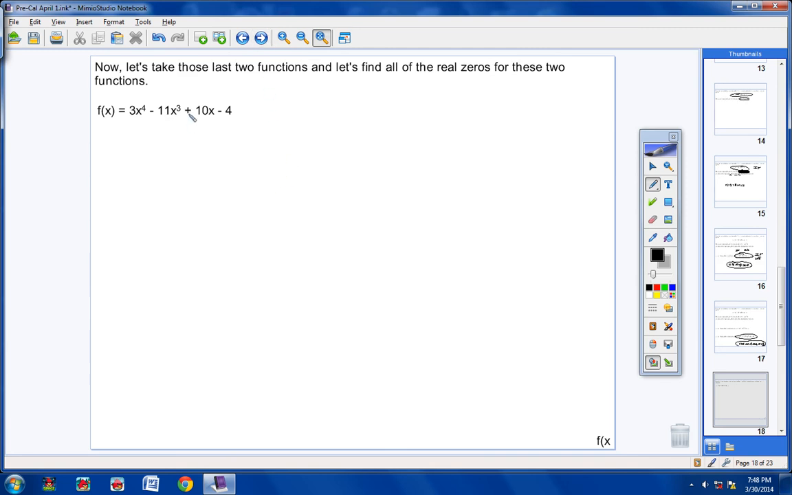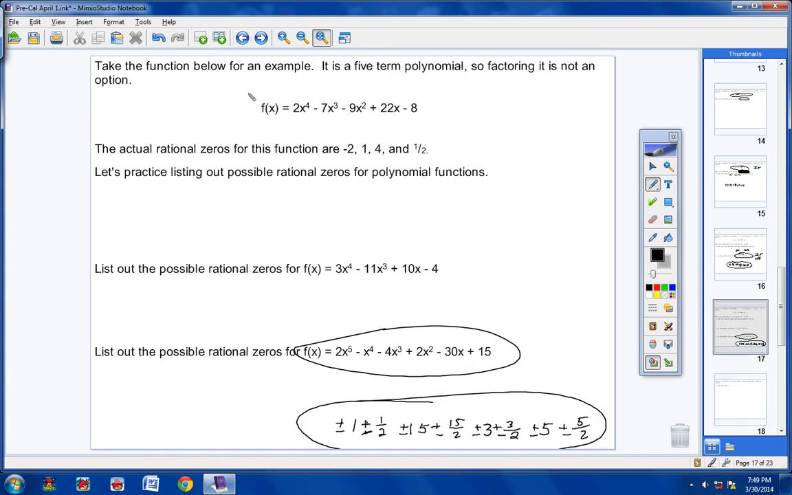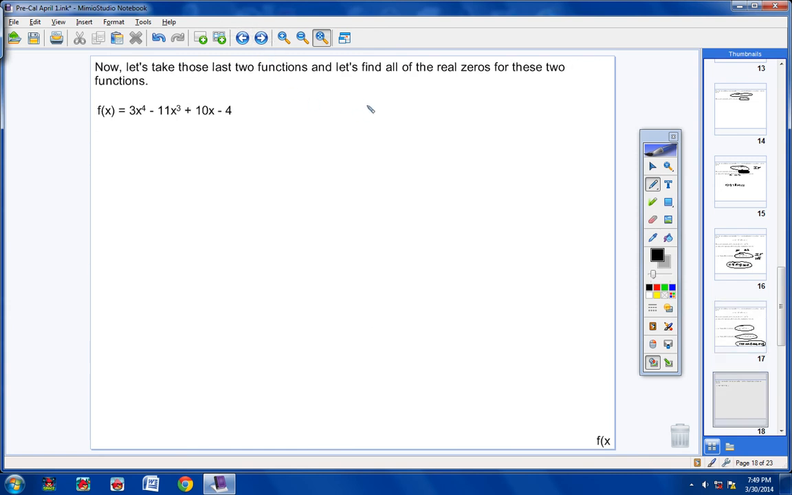Okay, now let's take a look at these last two. Let's take those last two functions that we just dealt with, this function here and this function here, and let's find all of the real zeros for those two functions. Okay, so here we go. Go ahead and copy this in your notes, and let's find the zeros of this function. Now pretend you're taking a test, and on the test I said find the zeros of this function. Well, you should know by now, the first thing you're going to do is put a 0 right here, and you're going to try to factor. So we try to factor this, and trust me, it won't work, so we can't factor it.